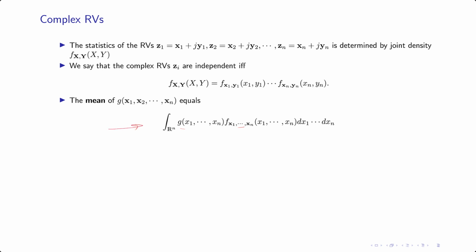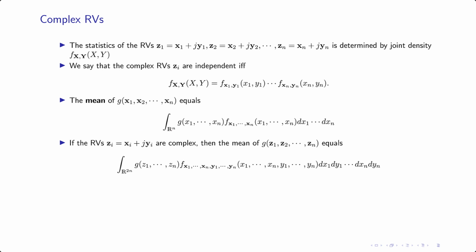So this was when these values are real random variables. If you have complex random variables, you have to do the same thing. So instead of n random variables, you have 2n random variables. n of them are the real part and the other n are the imaginary part. So if you have Zi as complex random variables, then the mean of a function of them is here.